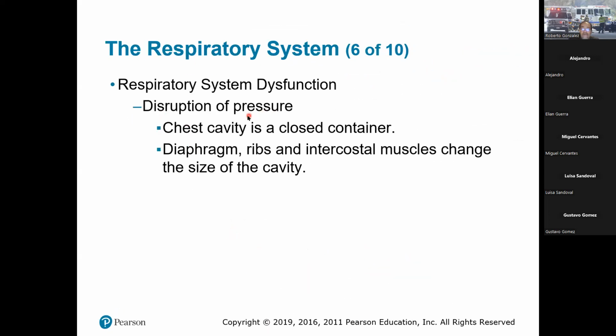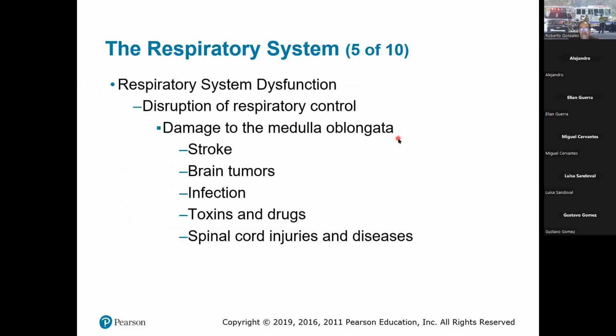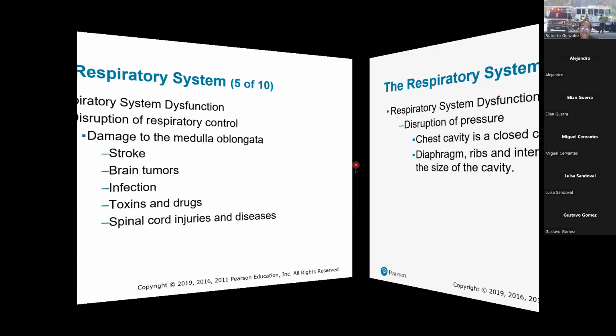Okay, disruption of pressure. If I have a kid, I want to call him medulla oblongata. He'll be very popular with that name. Hey, Med. Hey, Obli. Nah, maybe not.